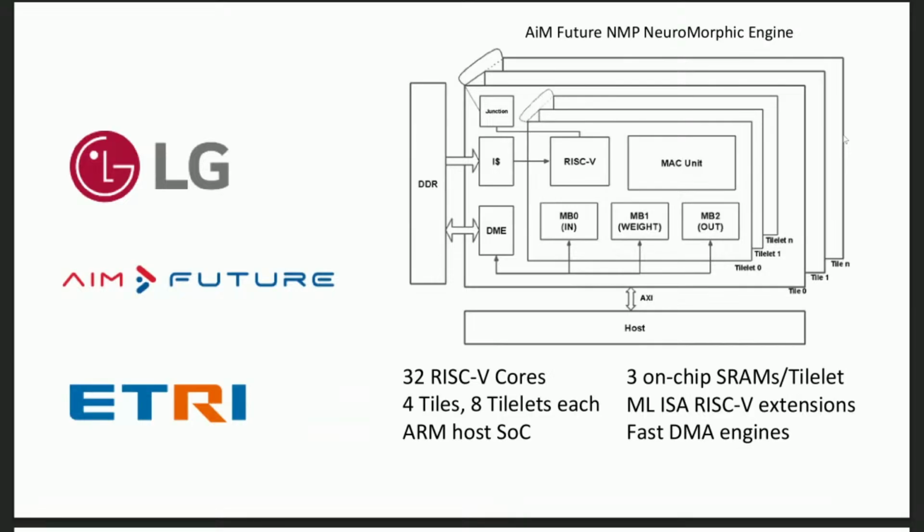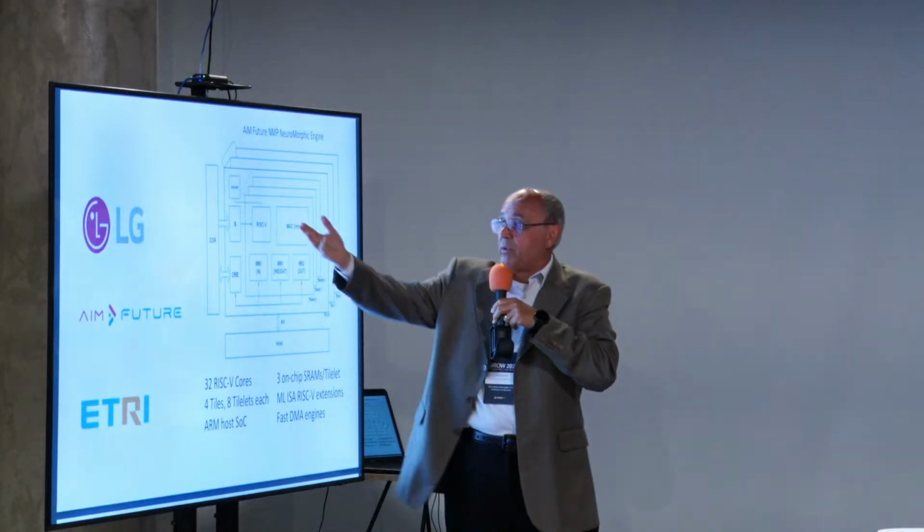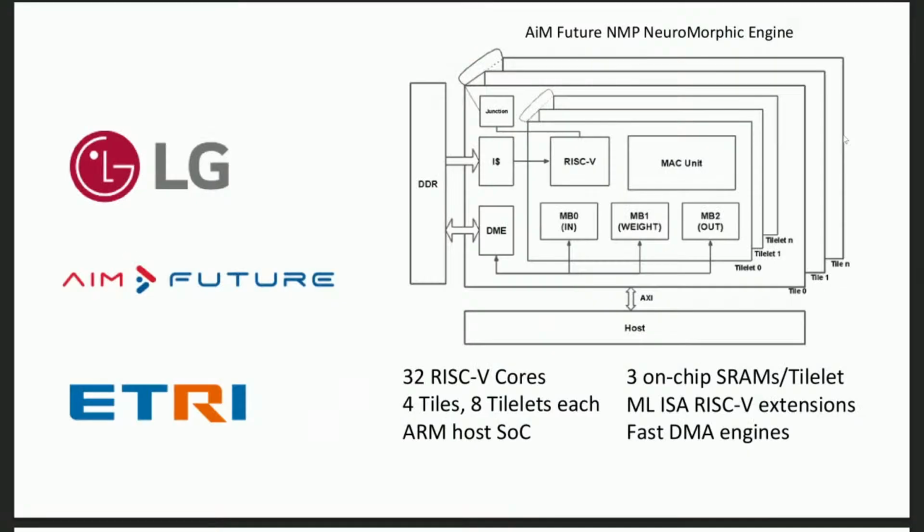We used the neuromorphic engine from LG. This was joint work with the LG Labs in San Jose, in the Bay Area. The architecture is very neat. They have 4 tiles or more. Each tile has 8 tilets. The tilets have basically a RISC-V processor, a MAC unit, and the buffers: the input buffer, the weight buffer, the output buffer, and as I said, no cache hierarchy. The compiler has to handle the memory loads and stores, so it has to say what I'm going to bring in, at which timing, okay?